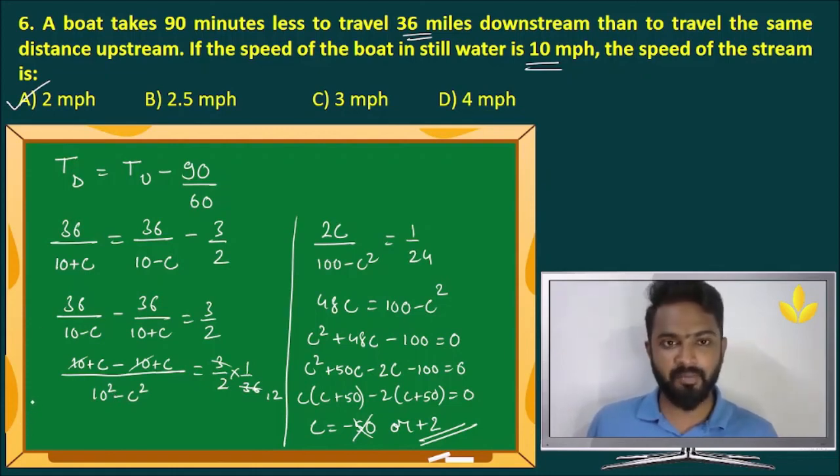So always remember, avoid using x and y as much as possible. Take the speed of the boat as B, speed of the current as C, upstream is B minus C and downstream is B plus C. And then solve it like any other regular question.